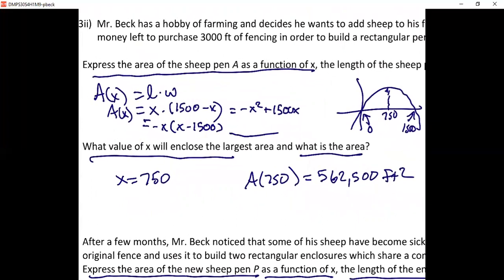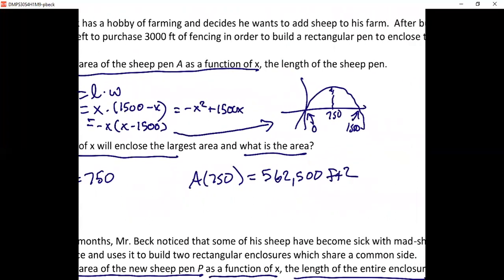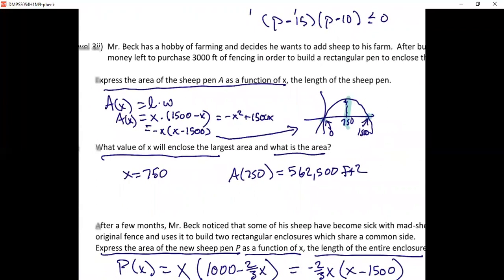The nice thing about having this problem in intercept form is I can graph it. I'd like to do a very, very quick visual graph. I could say, okay, if this is 0, this is 1,500. Halfway through is where we're going to have our largest area, and then plug it in. So A of 750 gives us 562,500 feet.